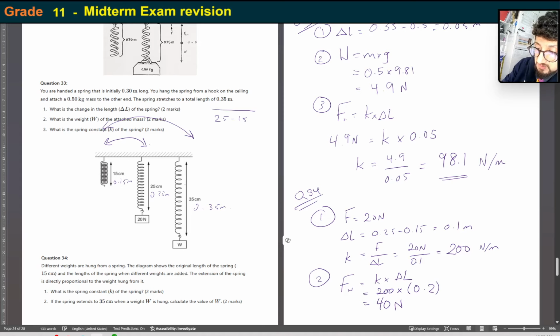So that's the first one, but then we want the next one. So you can go 35 minus 15 all over 25 minus 15 multiplied by 20, and that will give you the same answer, which is 40 newtons. So this is the mathematical way of doing it through proportionality, which is just dividing the first length by the second length or the last length by the original length and then multiplied by the weight. It doesn't matter. Both of them give the same answer. Okay, I personally prefer that because you can see where you go wrong if you do. Anyway, let's keep going.